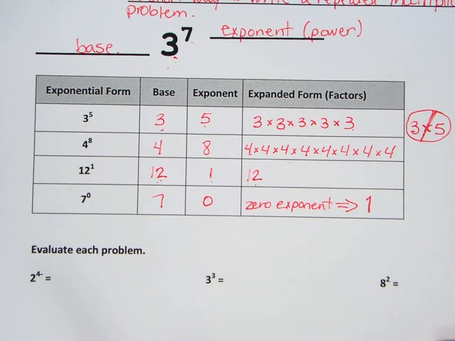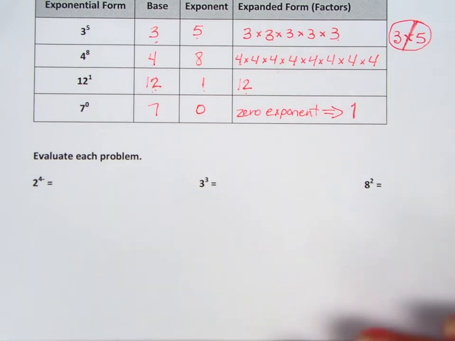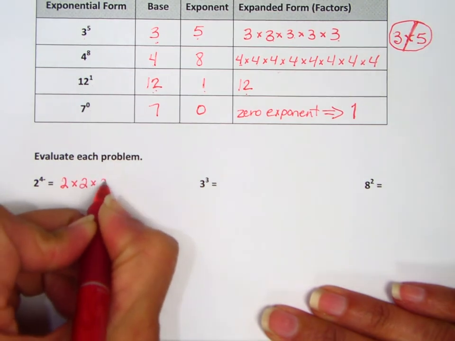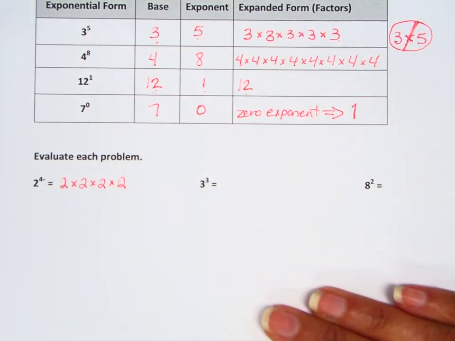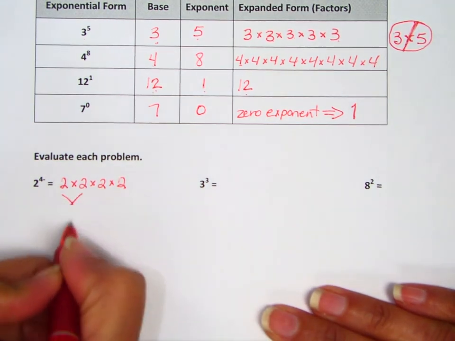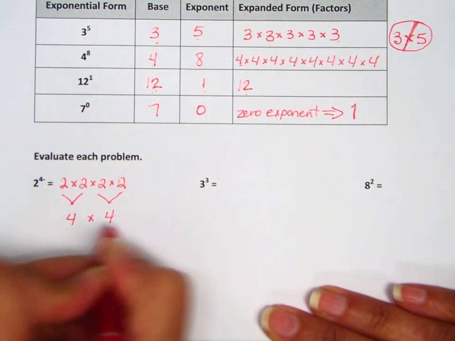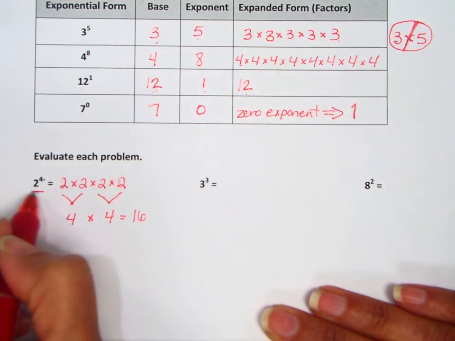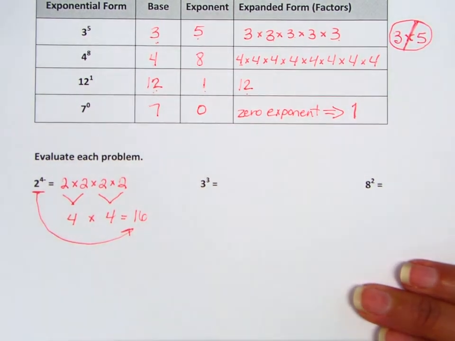So let's evaluate these last three exponents. We have 2 to the 4th power. So let's expand it first. 2 times 2 four times. Let's do that correctly. And now we want to find the answer to that problem. Well, 2 times 2 is 4. 2 times 2 is 4. And 4 times 4 equals 16. So 2 to the 4th power is 16.